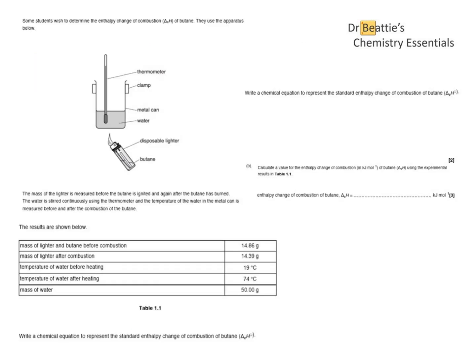Here we have a past paper question on using Q equals mc delta T calculations to work out delta CH. What I'd like you to do is pause the video here, read through the information on the left-hand side, and use this to answer these two questions here. A 2-marker, which is just a chemical equation, and then a 3-marker that is calculating a value for the enthalpy change of combustion of butane, delta CH.